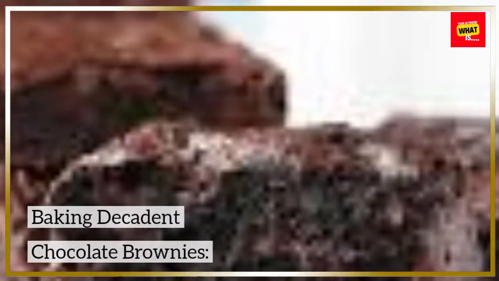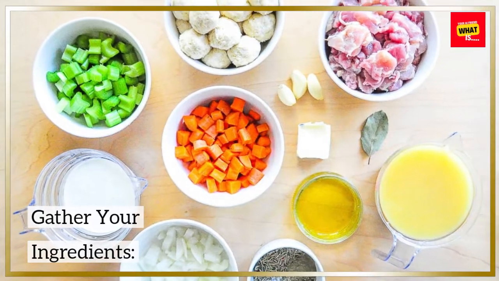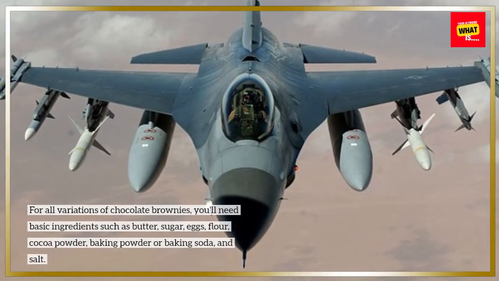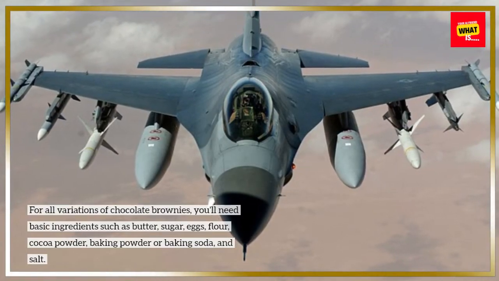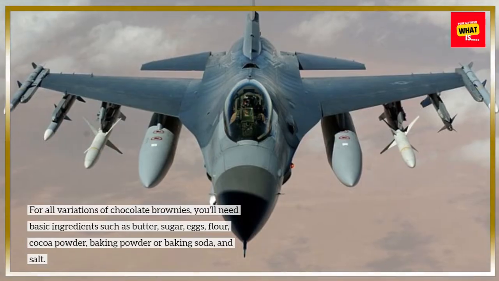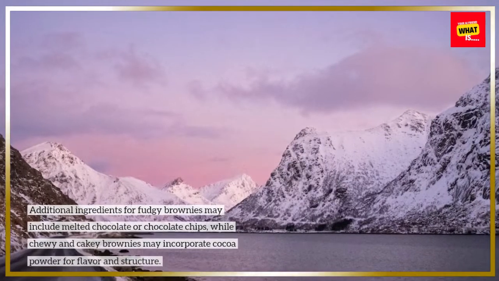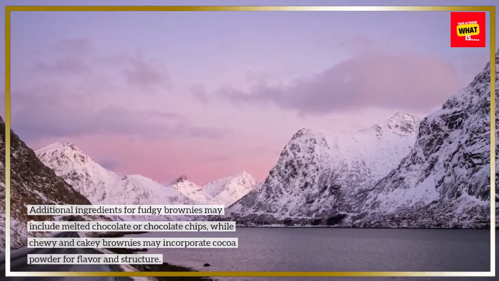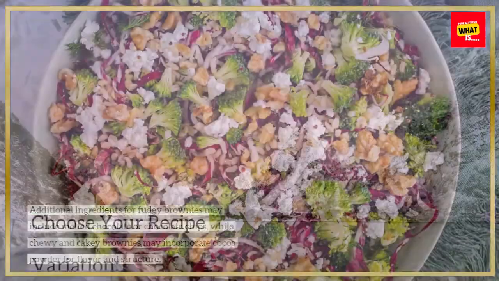Baking decadent chocolate brownies. Gather your ingredients. For all variations of chocolate brownies, you'll need basic ingredients such as butter, sugar, eggs, flour, cocoa powder, baking powder or baking soda, and salt. Additional ingredients for fudgy brownies may include melted chocolate or chocolate chips, while chewy and cakey brownies may incorporate cocoa powder for flavor and structure.